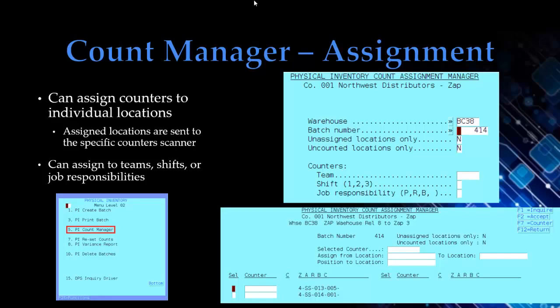We can then say if we want to view only unassigned locations or only uncounted locations. And then we can assign this to specific teams, shifts, or job responsibilities if we choose to do so. If we want to assign it to just a specific group of people, maybe 3 or 4 people, we could set those up in a specific team under the Zap user profile records. We could then enter their team number, team code, whatever it may be, into that box, and we can assign this batch to that specific team.